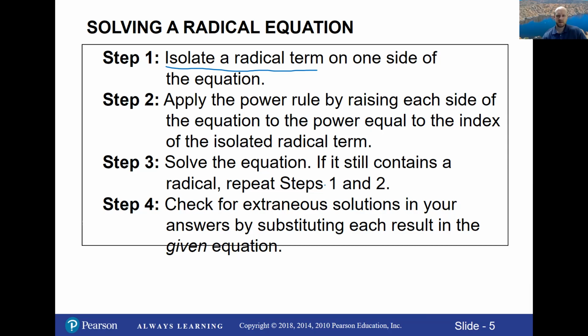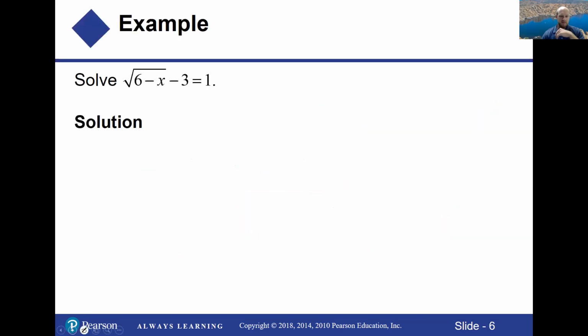Solve the equation. If it still contains a radical, you're going to repeat steps 1 and 2. And that's important. I will do an example of that where we actually have to not square it once, but square it twice. And then we're going to check for what we call extraneous solutions, which I had mentioned before but didn't define. We do that by substituting each result into the given equation. I will go through an example of that. It doesn't make a whole lot of sense right now unless I do it.